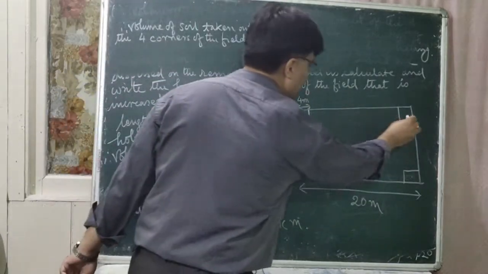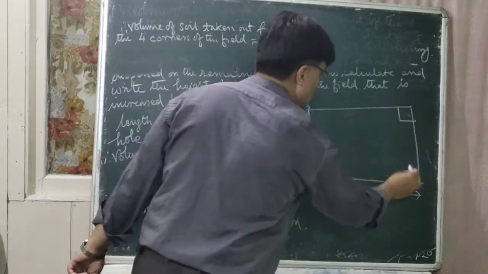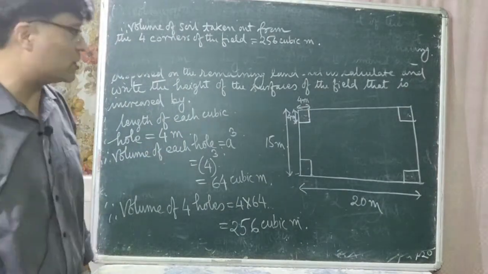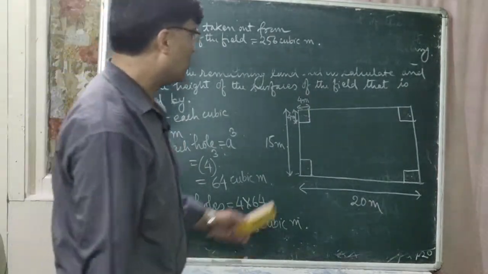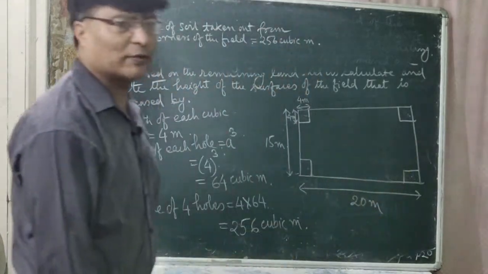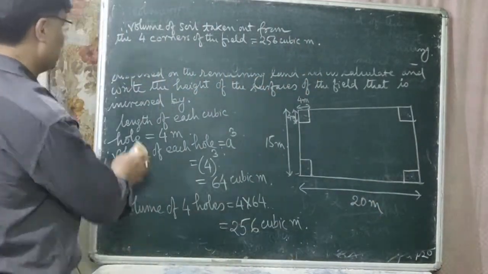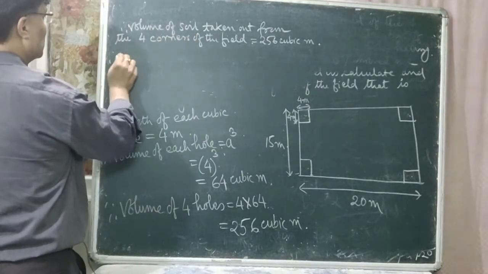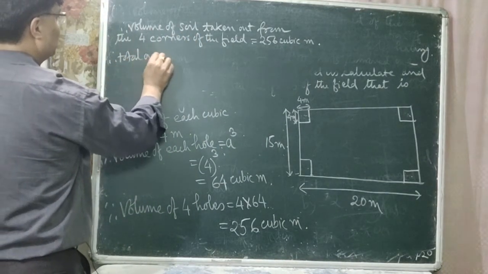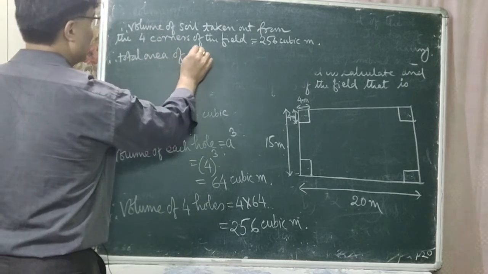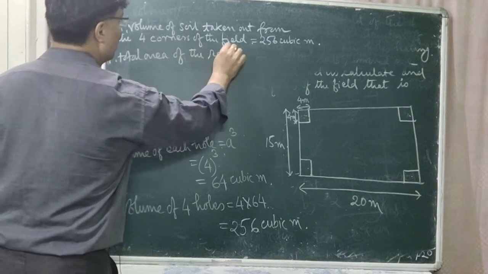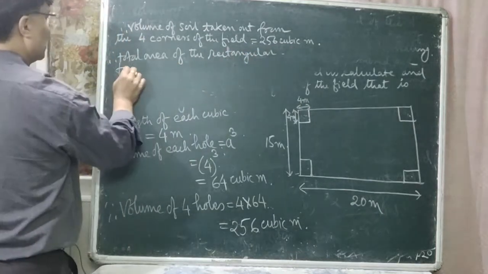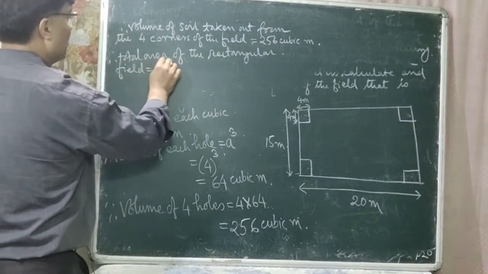किनभने यहाँ त होल बन्यो नि त, यो होल को एरिया हुँदैन यहाँ, त्यो होल को एरिया चाहिँ के गर्नुपर्छ, तिमीले माइनस गर्नुपर्छ. So first of all, what is the total area of the rectangular field? Let us find it. Okay, so therefore total area of the rectangular field is equal to, what is the formula?